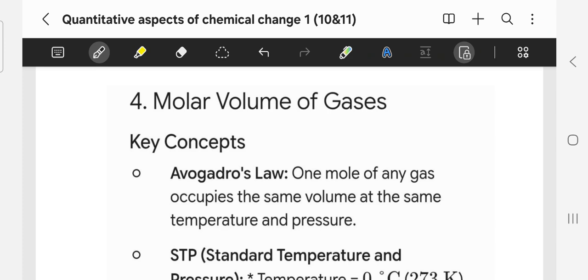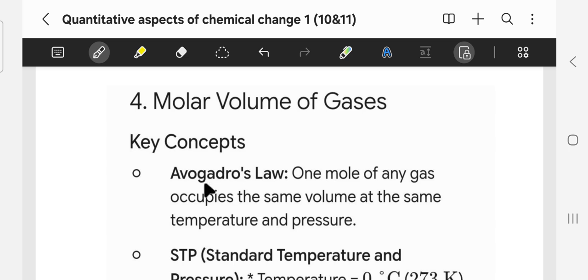In this video we'll be looking at the concept of molar volume of gases. The main thing that we firstly have to know about this topic is Avogadro's law. You will remember that there was something we had already talked about that has to do with Avogadro, and that was Avogadro's number. This time we are looking at Avogadro's law.